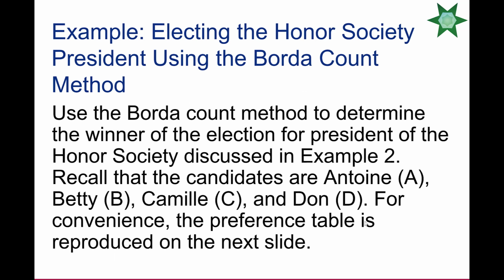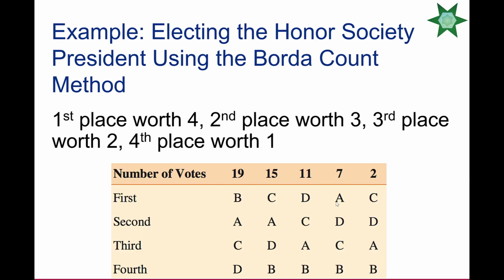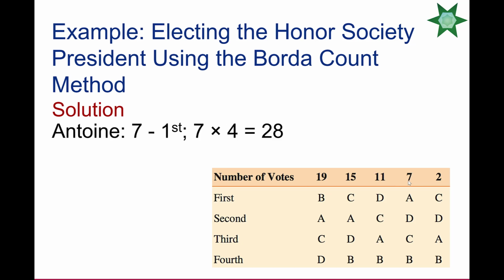So we're going to use the Borda count method for the Honor Society election that we looked at earlier. We have 4 candidates. So first place is going to be worth 4 points, second place 3 points, third place 2 points, and fourth place 1 point. So let's take a look at Antoine.